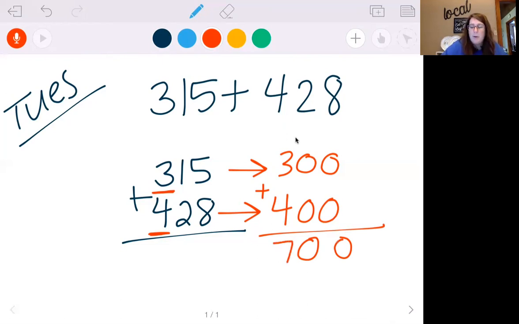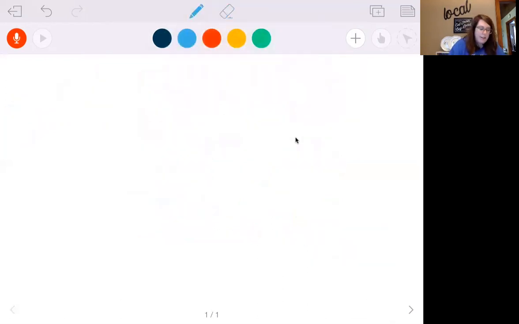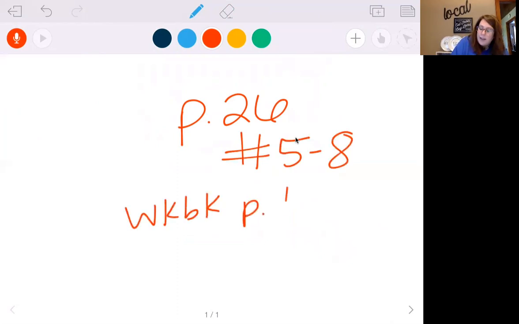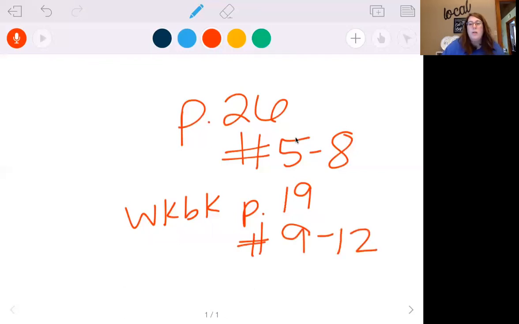They're super simple. Today for classwork, you're going to do page 26, and this is your hardback book, numbers 5 through 8. And homework, you're going to do workbook, page 19, numbers 9 through 12. So what you didn't do last night, you'll do tonight. So this is what you're going to work on today. This is your classwork, and this is your homework. Get both of those done, and if you have any questions, let me know.